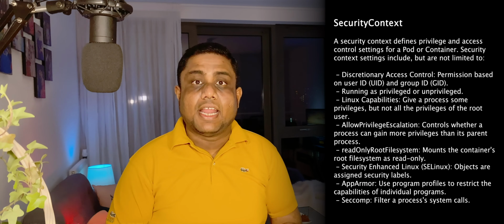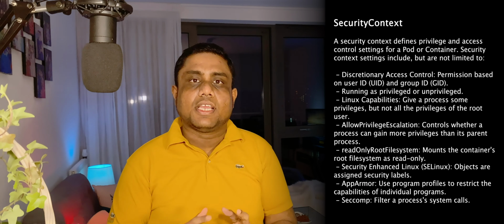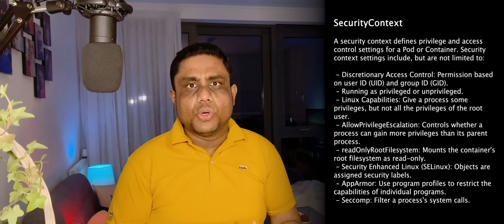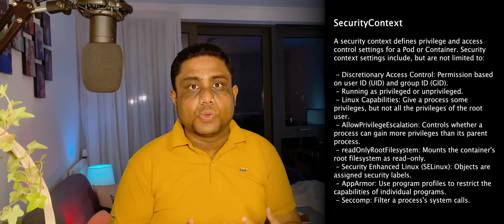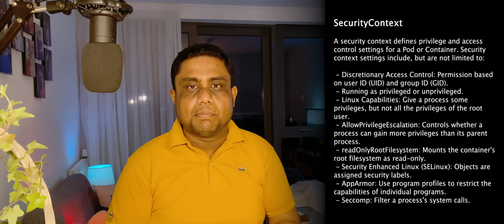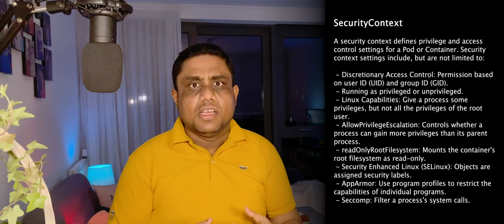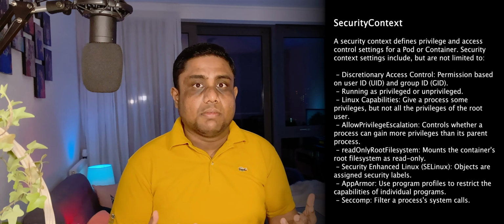Kubernetes security context defines the privileges and access control settings for your pods and the containers. This includes setting up the user ID, the group ID, running the pods in privileged or unprivileged modes, setting up different Linux capabilities and more. Security context can be configured at the pod level as well as at the container level.